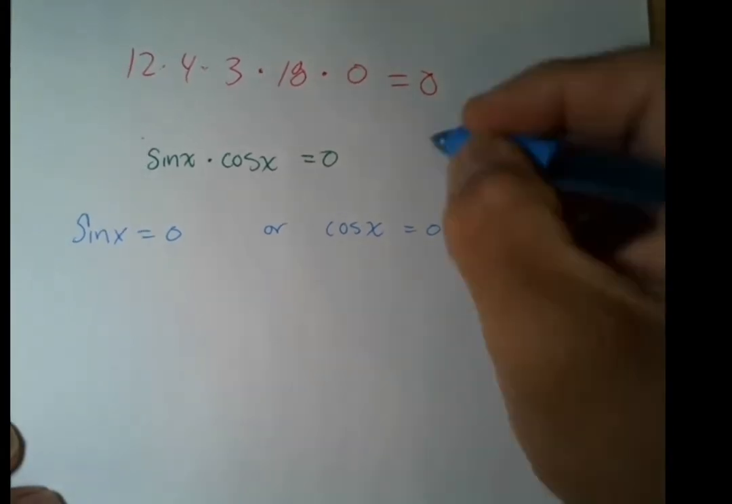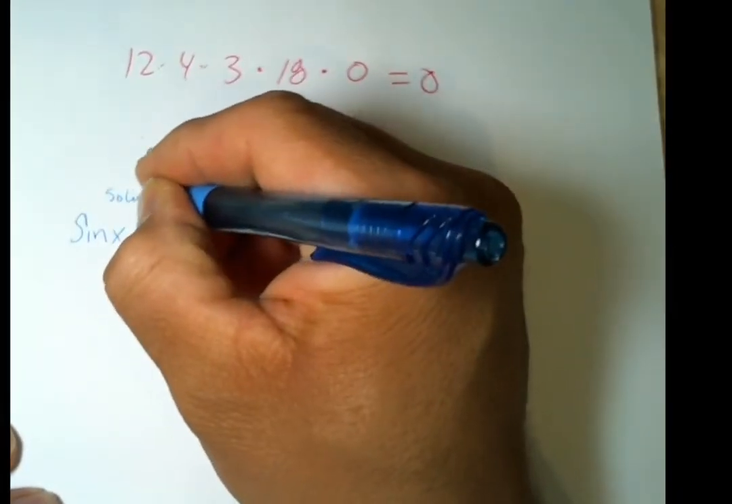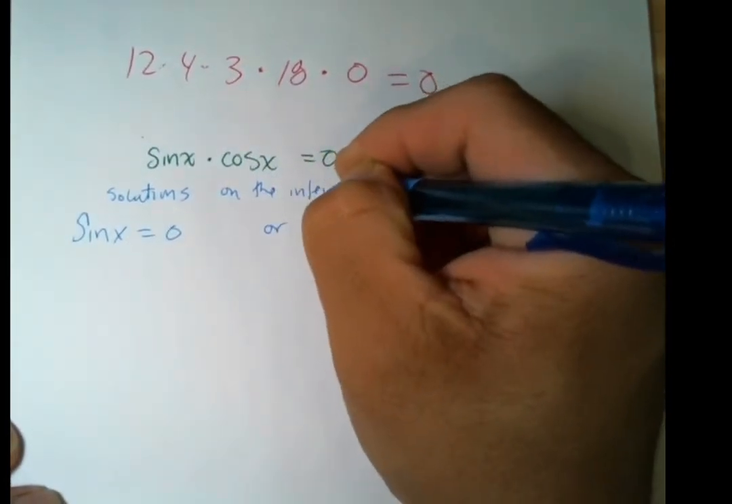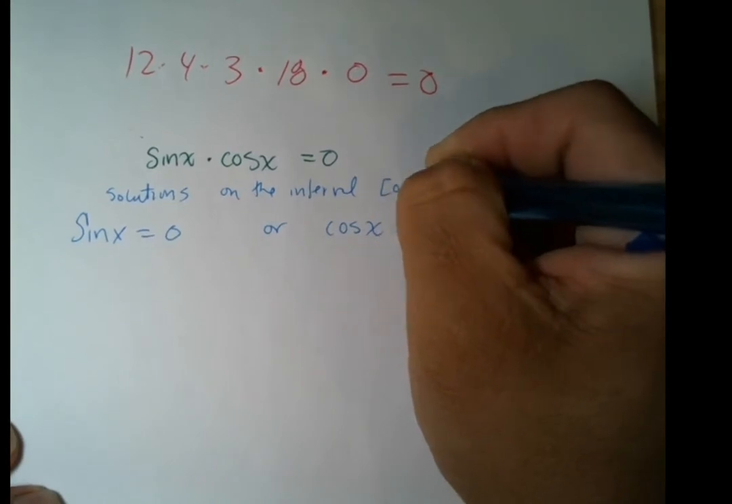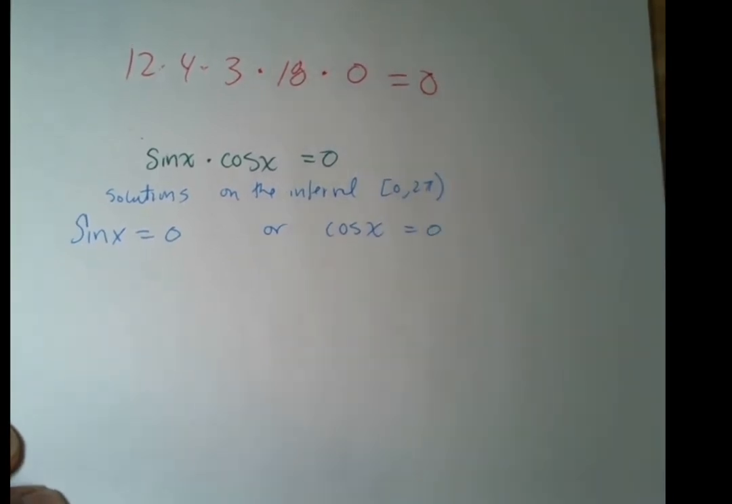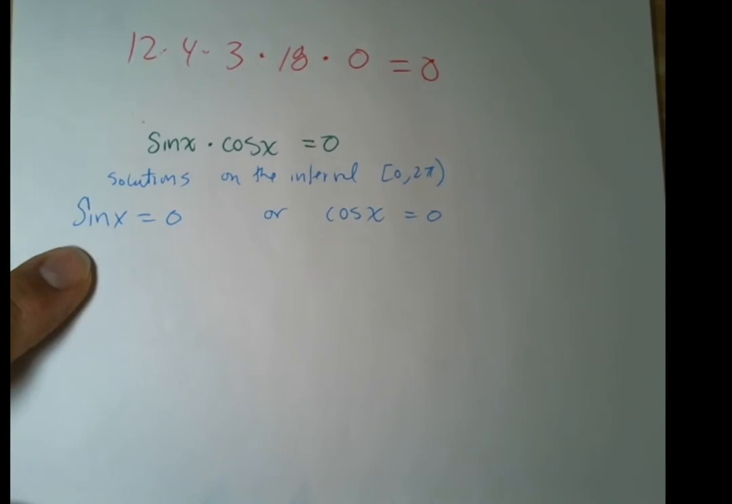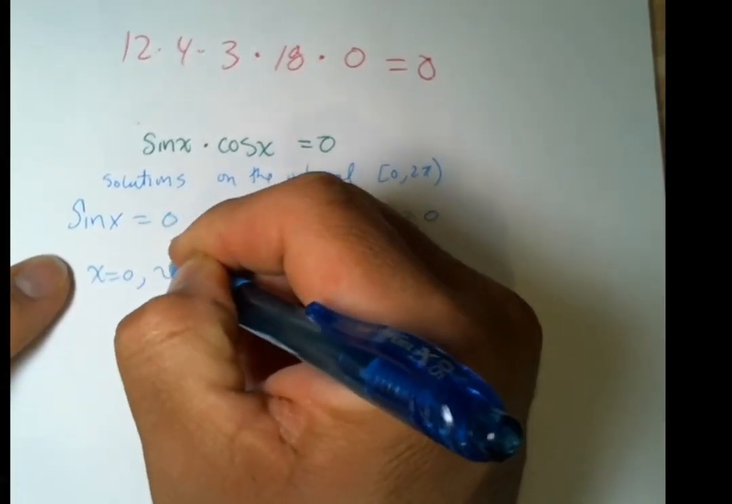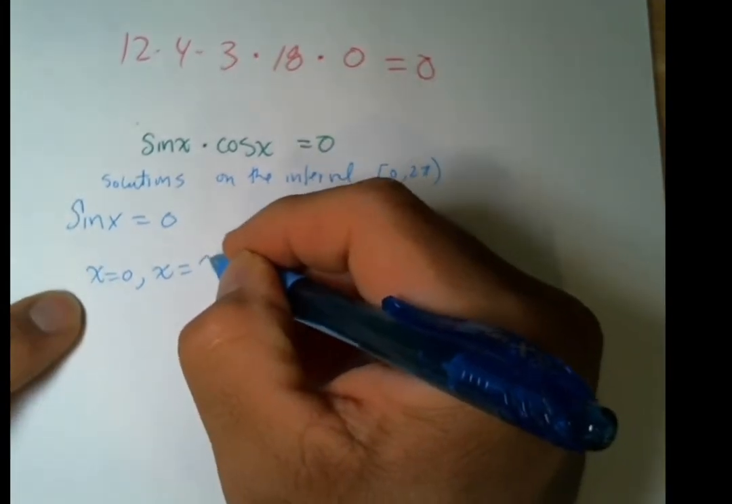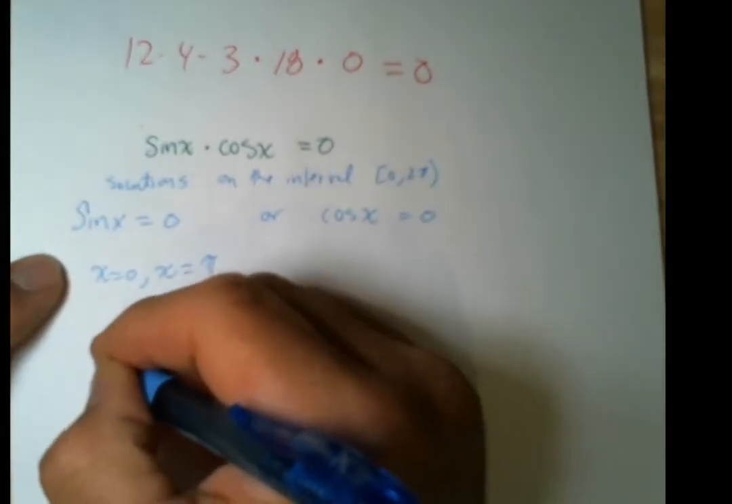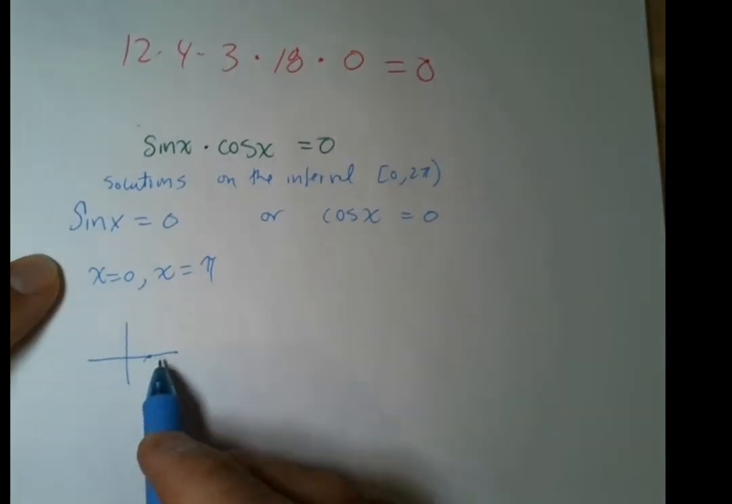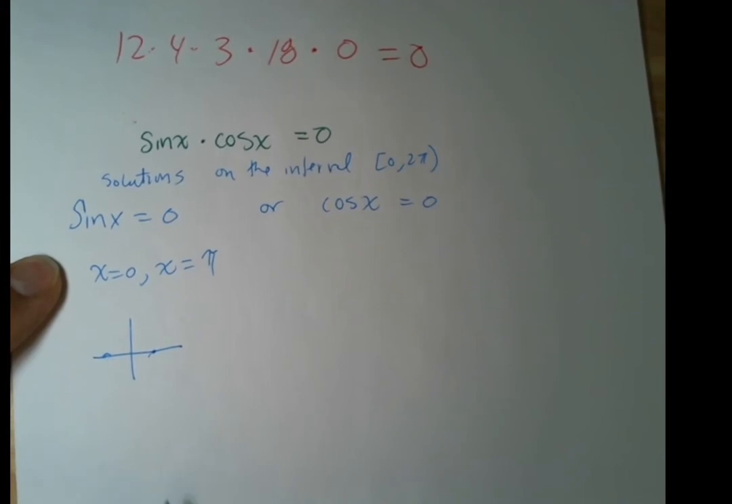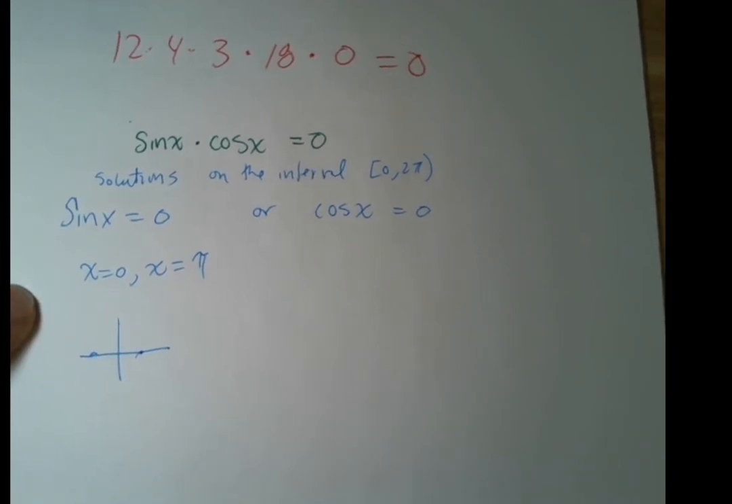All right, and let's say I just want solutions on the interval 0 to 2 pi. Well, sine of x is 0. These are quadrantal angles, the first angle being when x is 0 or x is equal to pi. If we look here, the y value is 0 on our unit circle, and then over here, in between 0 and 2 pi.